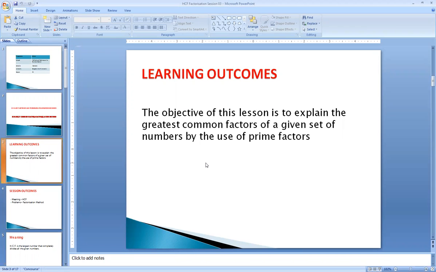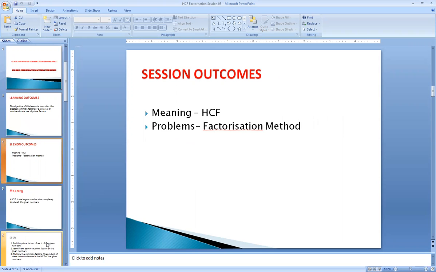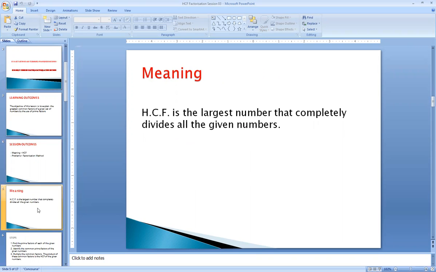So let us know the learning outcomes of today's session. The objective of this lesson is to explain the greatest common factors of a given set of numbers by the use of prime factors. The topics in this session are the meaning of HCF and the problems relating to the factorization method. HCF is the largest number that completely divides all the given numbers, called the highest common factor.